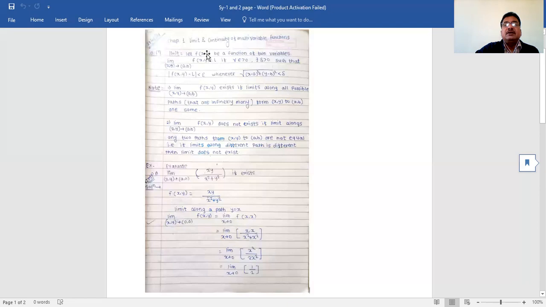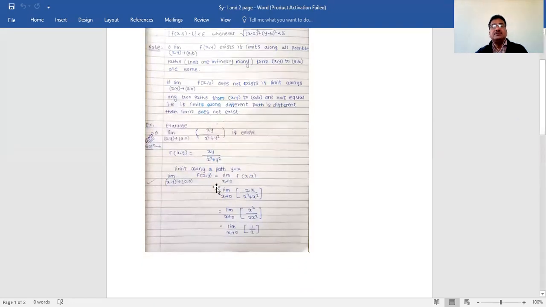So the question is: define the simultaneous limit of the function f(x,y). This is the definition of simultaneous limit. It's called limit or simultaneous limit. When the limit of the function f(x,y) does not exist as (x,y) tends to (a,b): if we find two paths along which the limits are not equal, then we say the limit does not exist. That is, if the limit along different paths is different, then the limit does not exist.